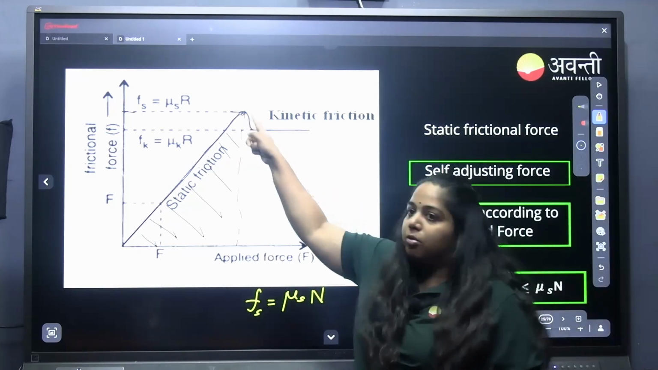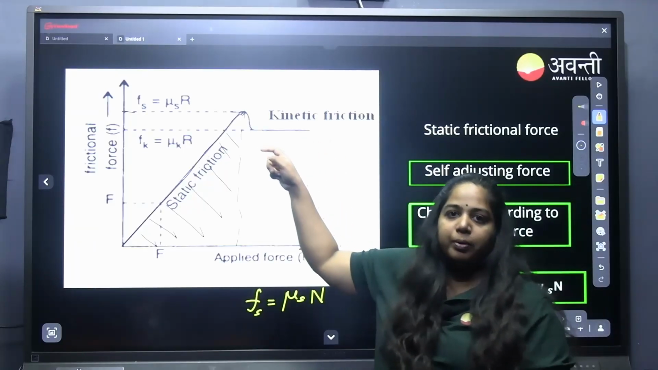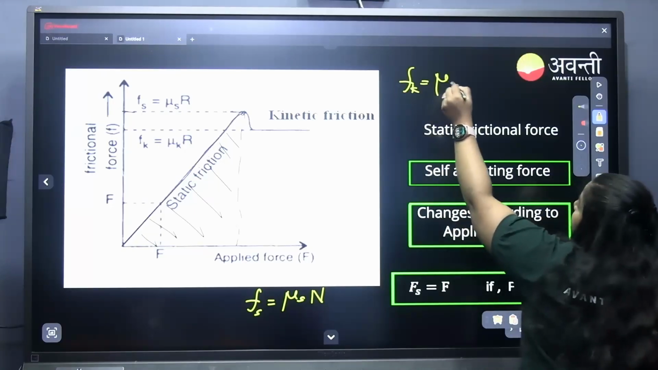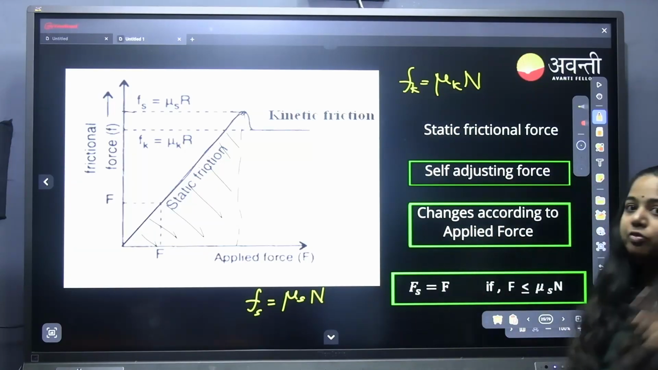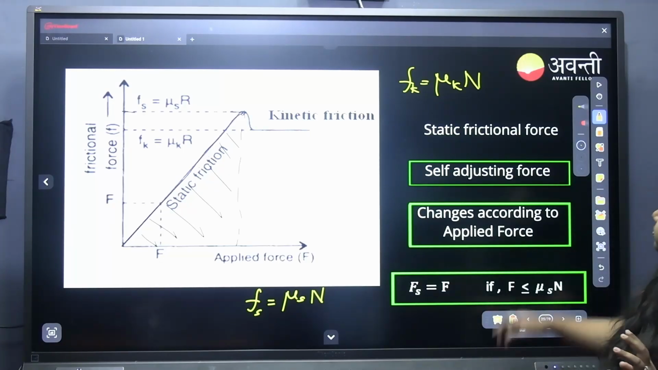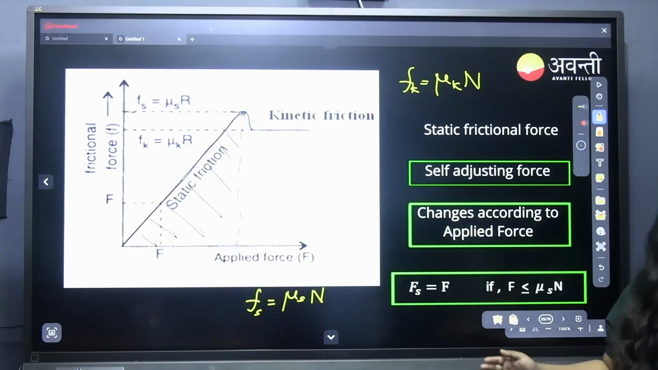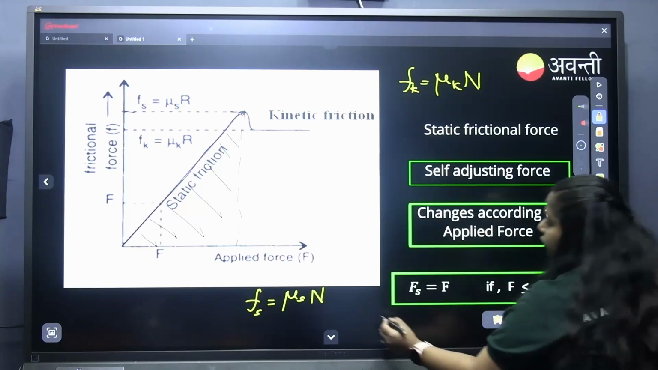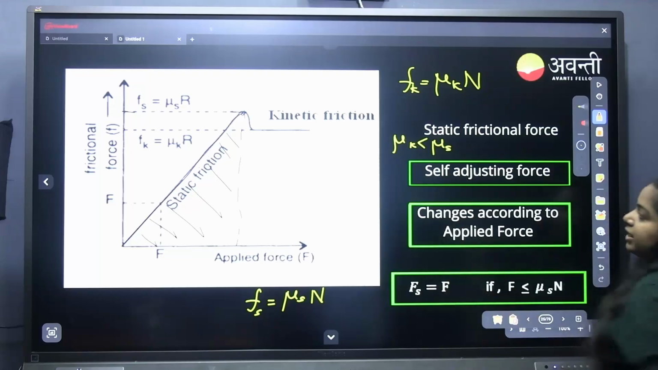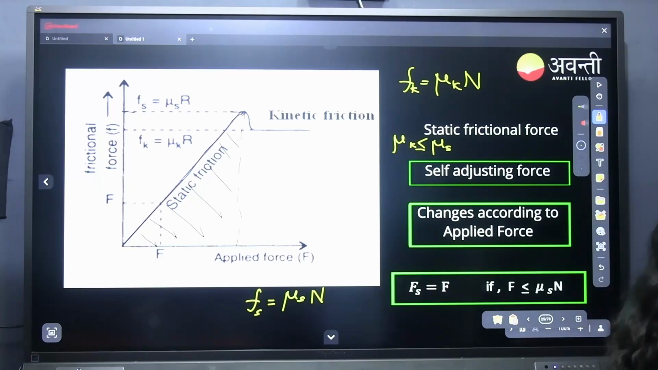After that point, the body will start moving, then kinetic friction will start acting. Static friction will stop and kinetic friction will start acting, and kinetic friction is equal to mu k into N. So the formula is the same, only the coefficient changes. So it is simple to learn. And from experiment we have found that the coefficient of kinetic friction is less than the coefficient of static friction. It can be equal, but it will not be more.